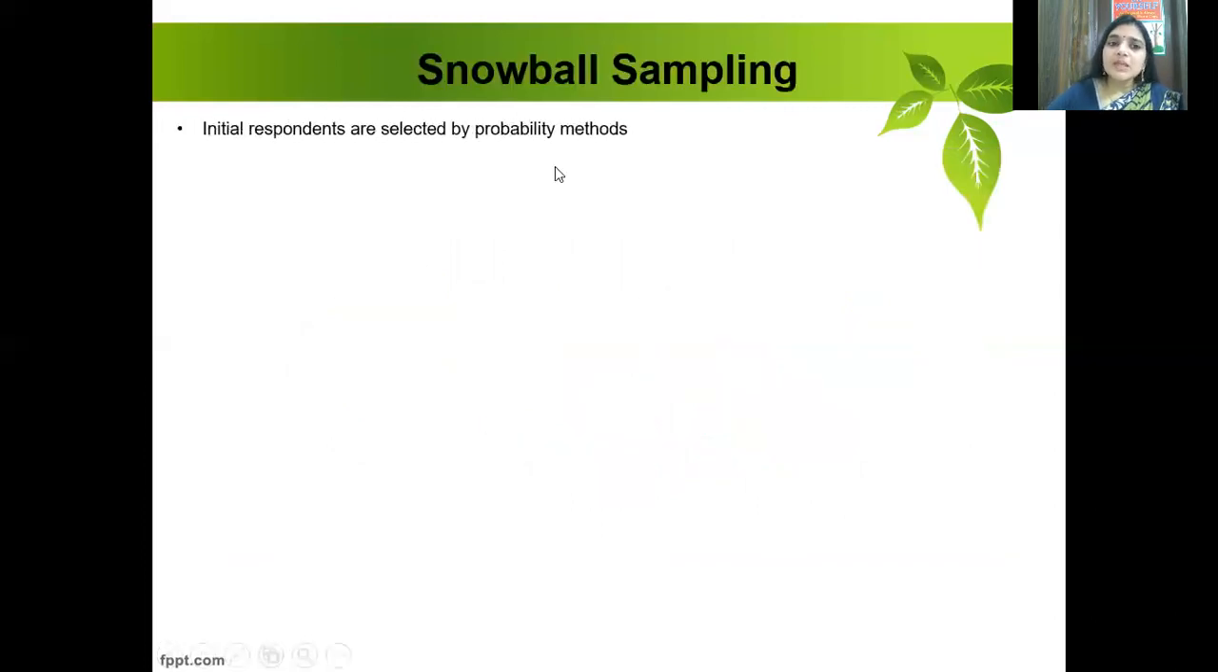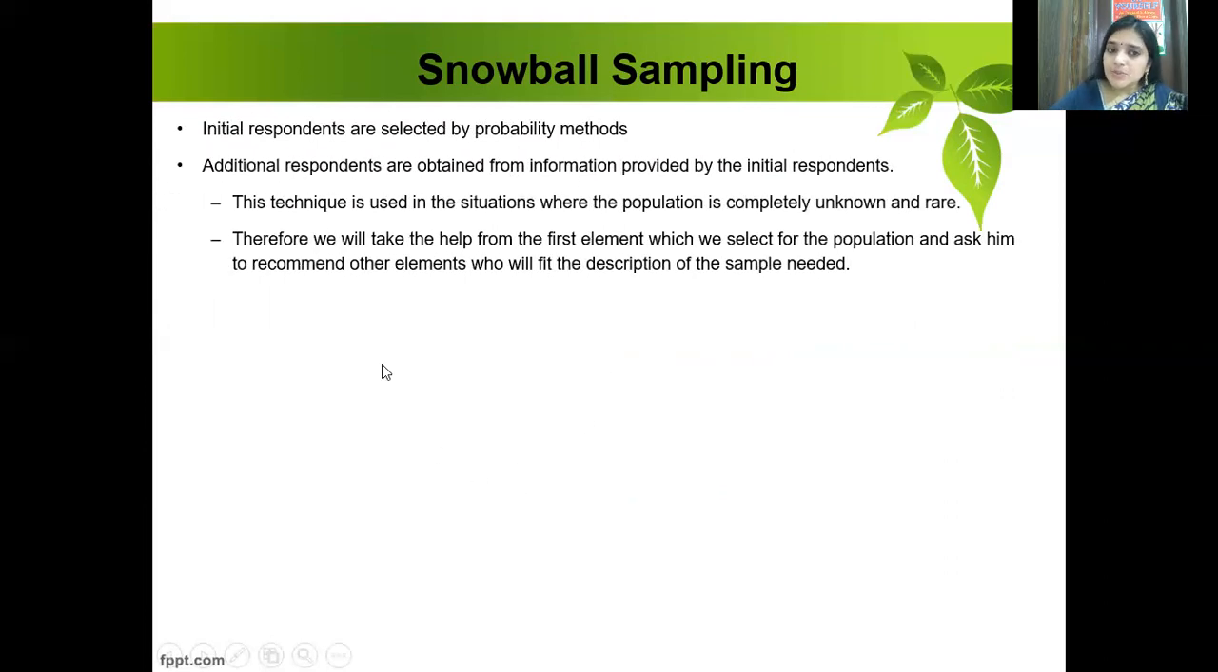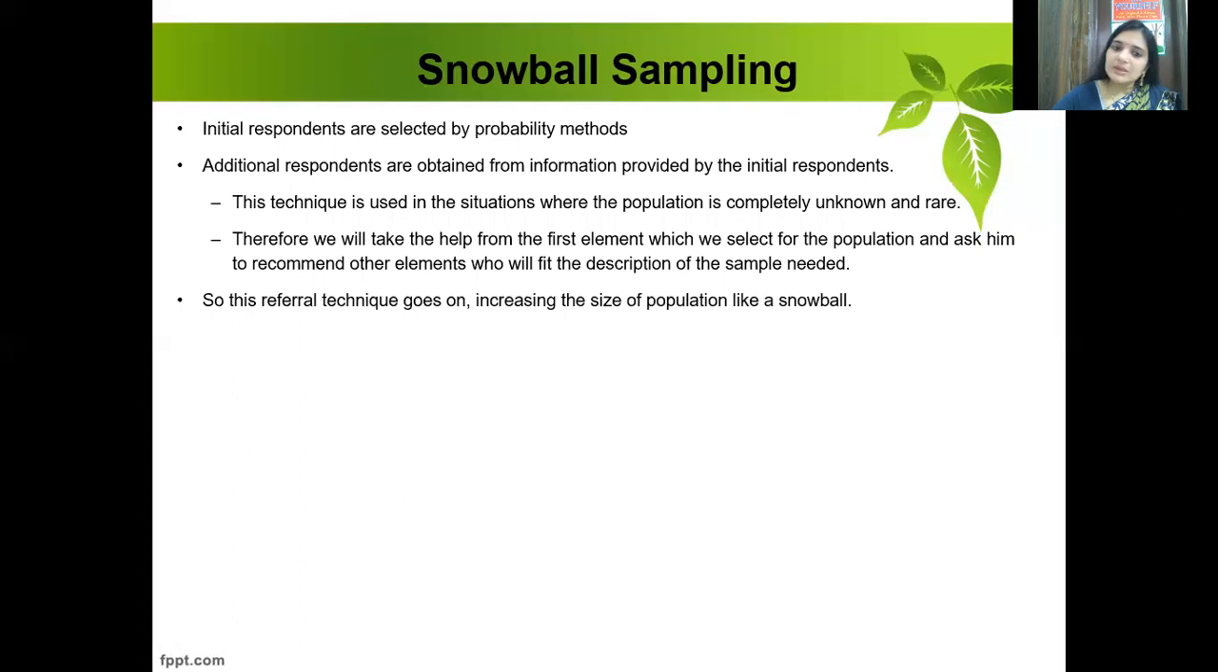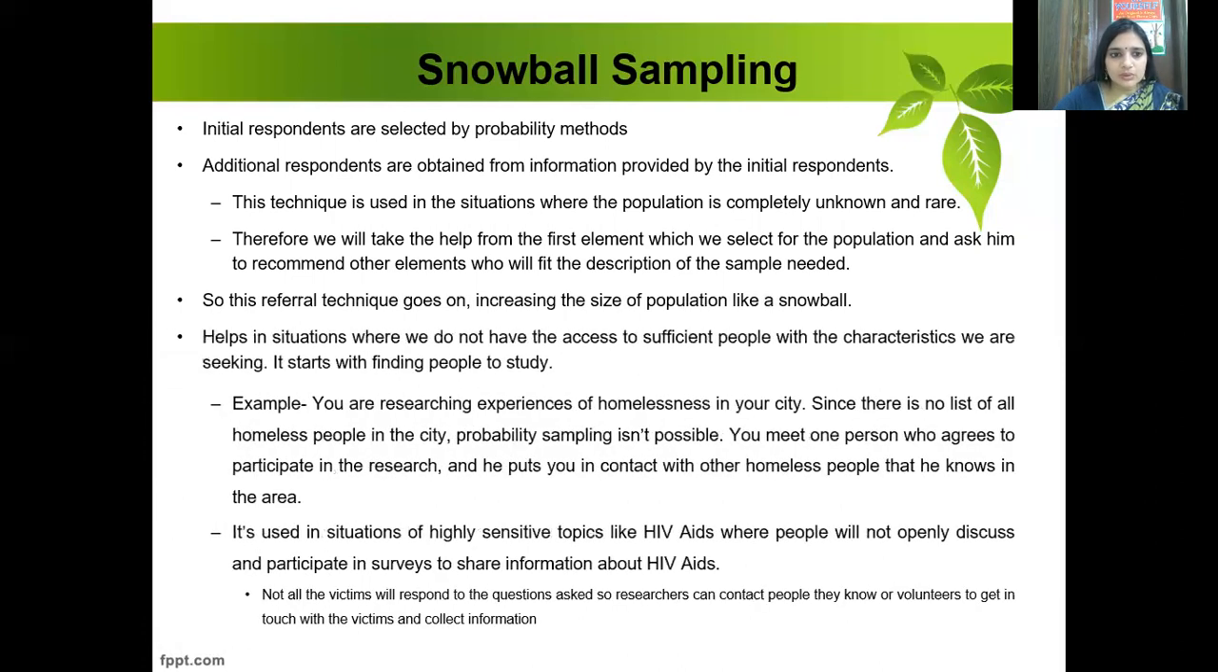Snowball sampling. Initial respondents are selected by probability methods. Additional respondents are obtained from information provided by the initial respondents. This technique is used in the situation where population is completely unknown and rare. Therefore, we will take the help from the first element which we select for the population and ask him to recommend other elements who will fit the description of the sample needed. This way, this would create a chain of similar people. So this referral technique goes on increasing the size of the sample like a snowball.